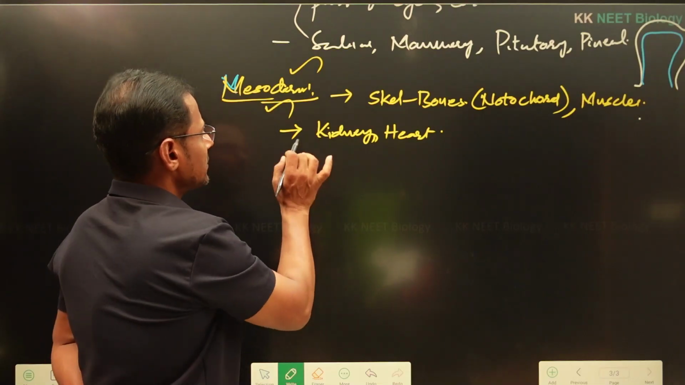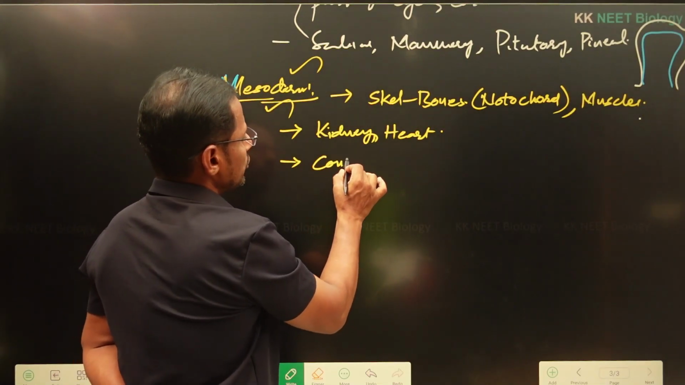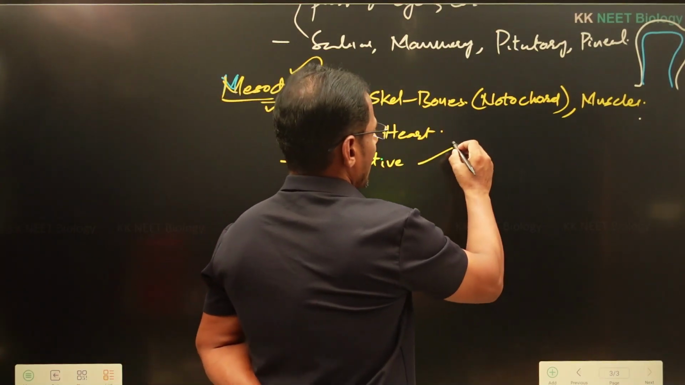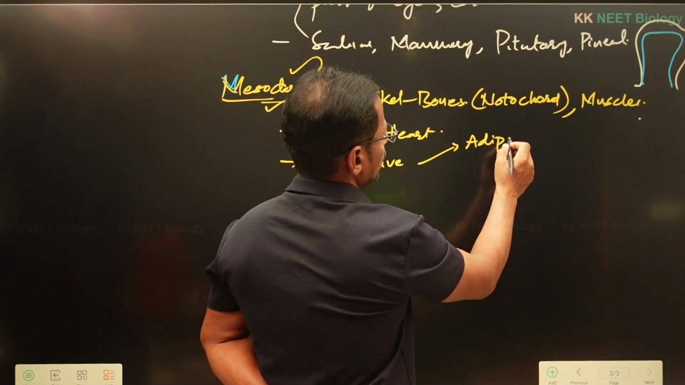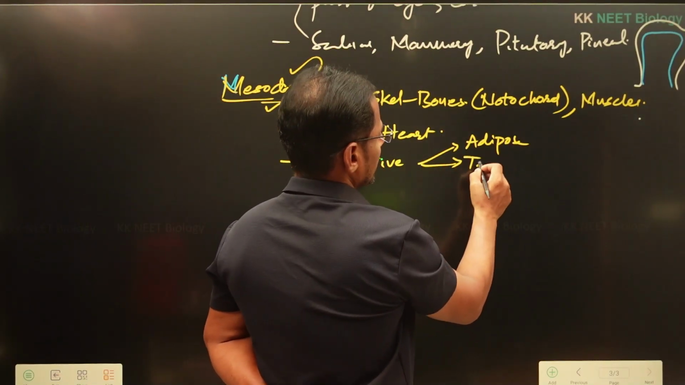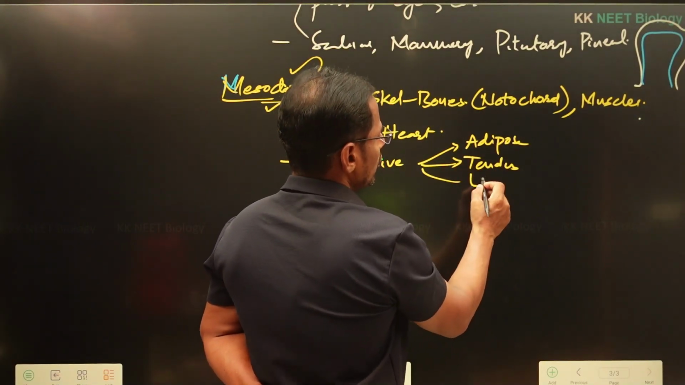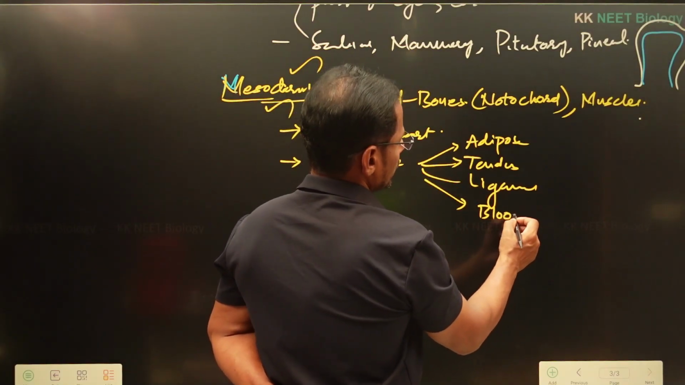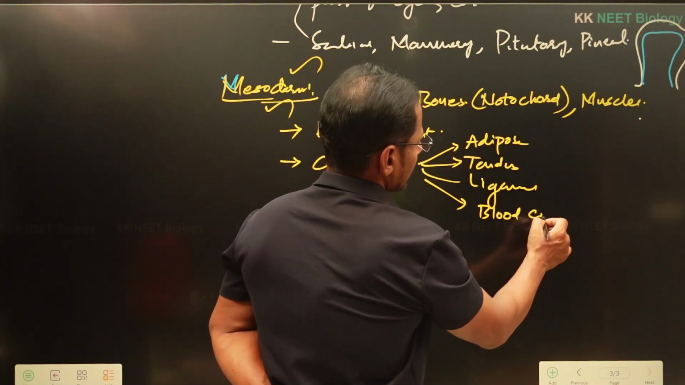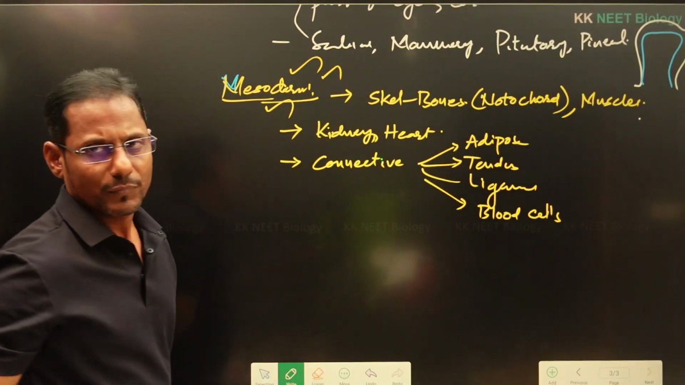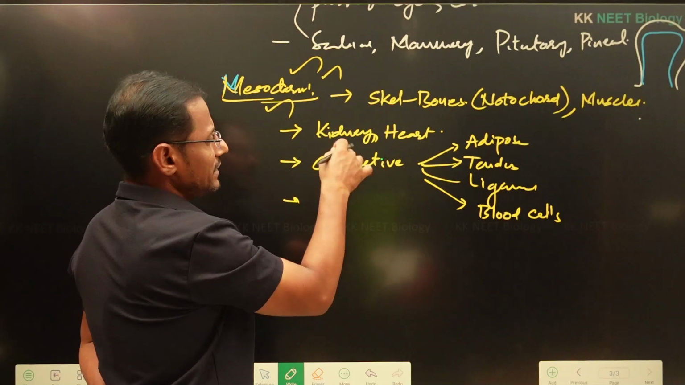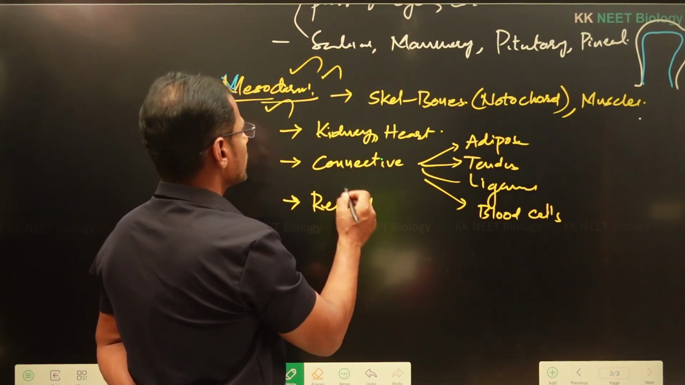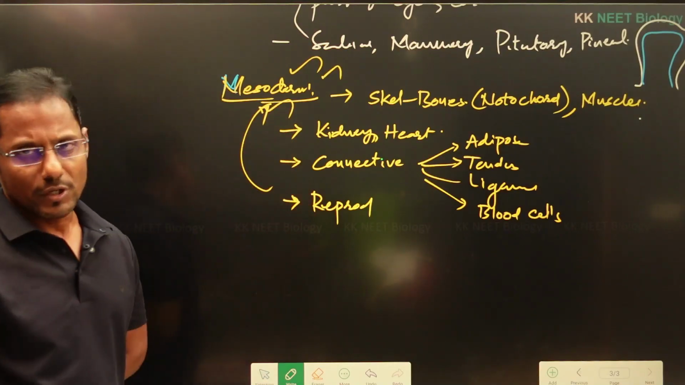Here you can see there are some connective tissues present in our body, such as adipose tissue, tendons and ligaments, which also develop from the mesoderm, as well as the blood cells. Along with these, the reproductive system is also derived from the mesoderm itself.